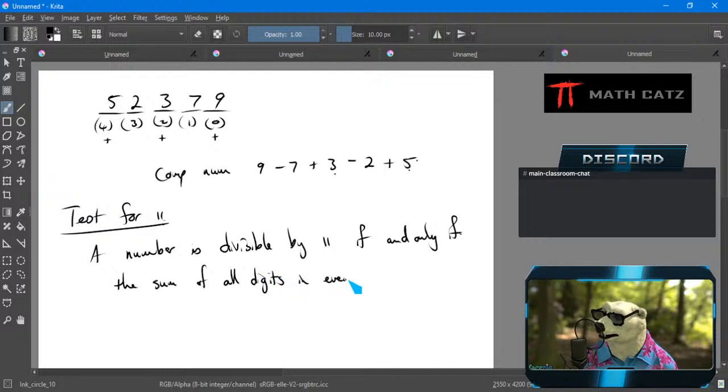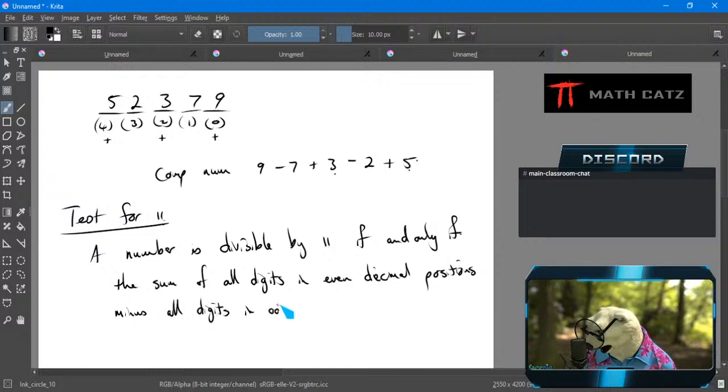in even decimal positions minus all digits in odd decimal positions, if that number is divisible by 11.